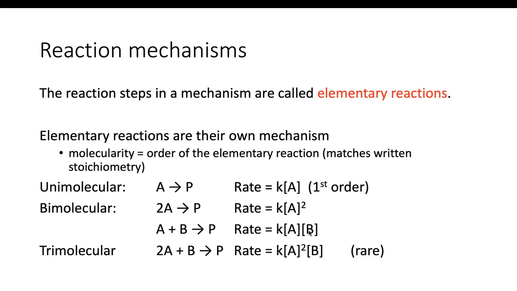And the last one is trimolecular. Now we could keep going up, but trimolecular is very rare because it's very difficult to get three reactants in one space to form one reaction at a time. So typically most of your steps are either unimolecular or bimolecular.